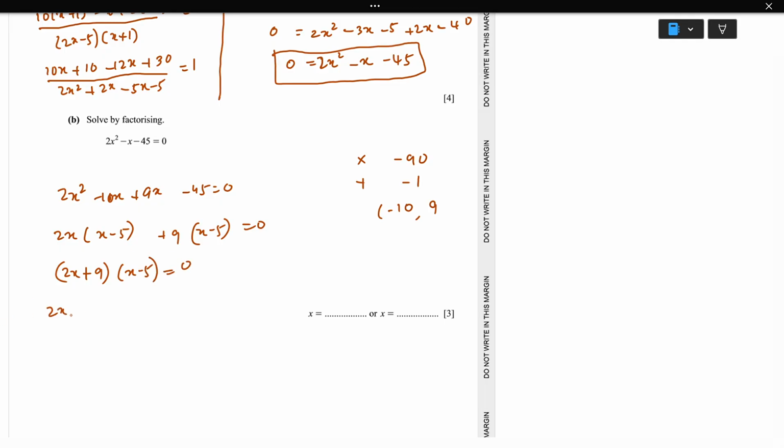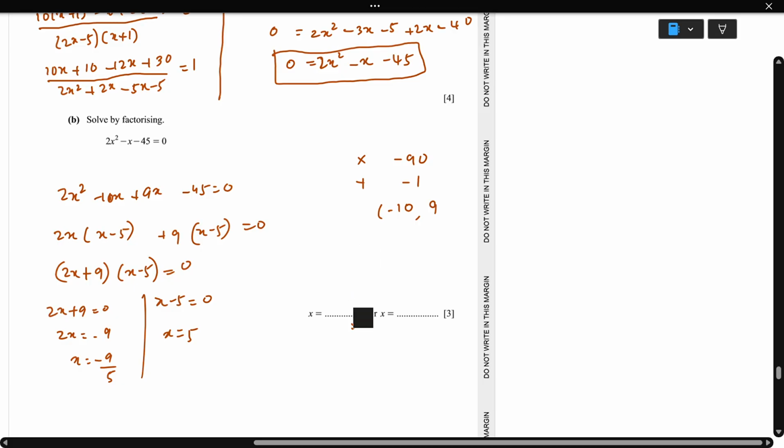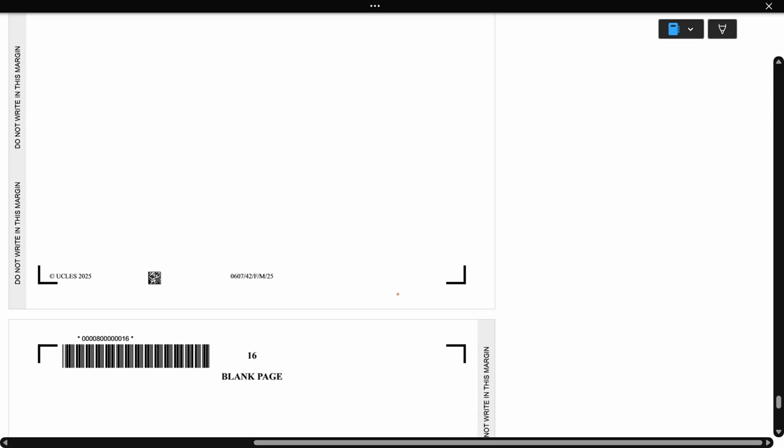Either 2x plus 9 equals 0 or x minus 5 equals 0. From the first, 2x equals negative 9, so x equals negative 9 over 2, and from the second, x equals 5. So the final answer is x equals minus 9 over 2 or 5. That's the final answer here. We finished, this is the end of the sheet.